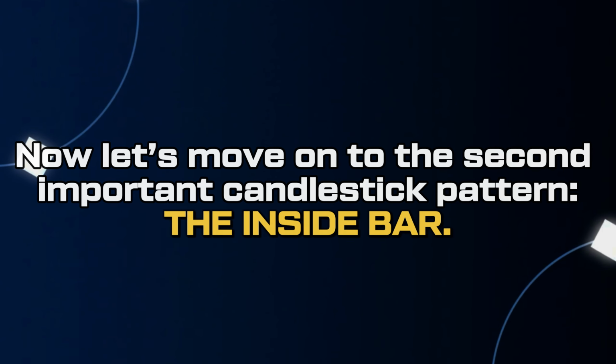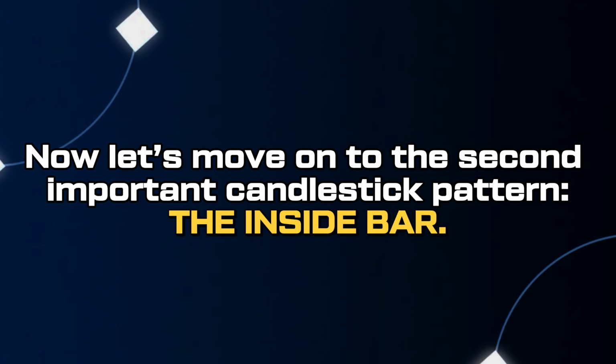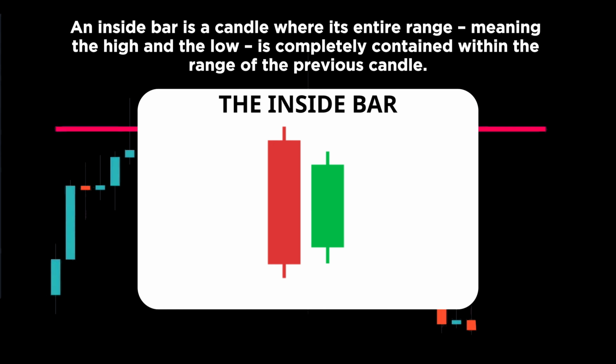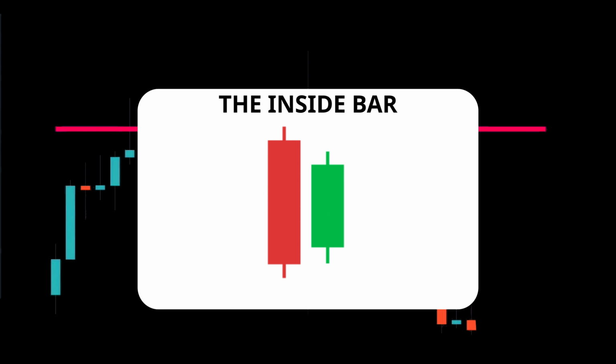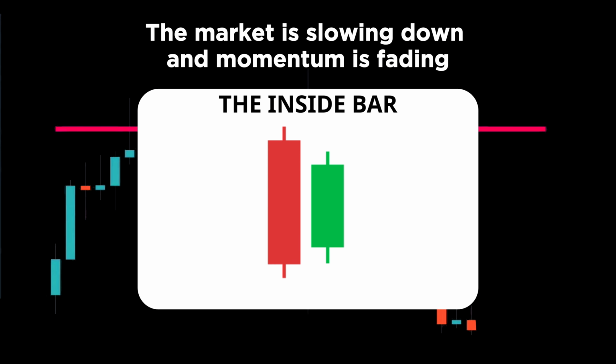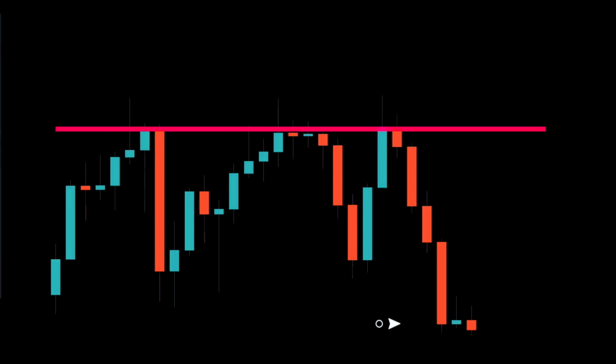Now let's move on to the second important candlestick pattern, the inside bar. An inside bar is a candle where its entire range, meaning the high and the low, is completely contained within the range of the previous candle. This structure tells us something very important. The market is slowing down and momentum is fading. Now let's look at how we use this in real trading situations.